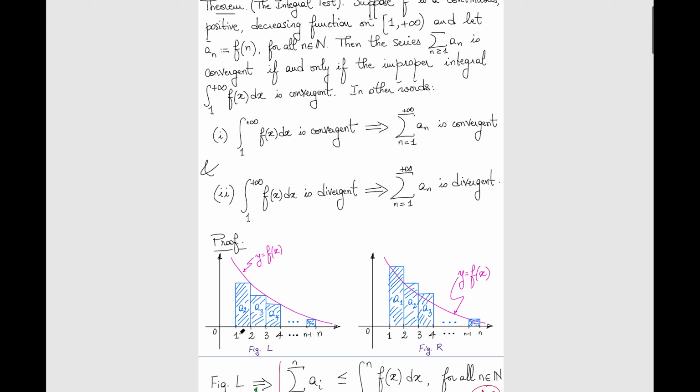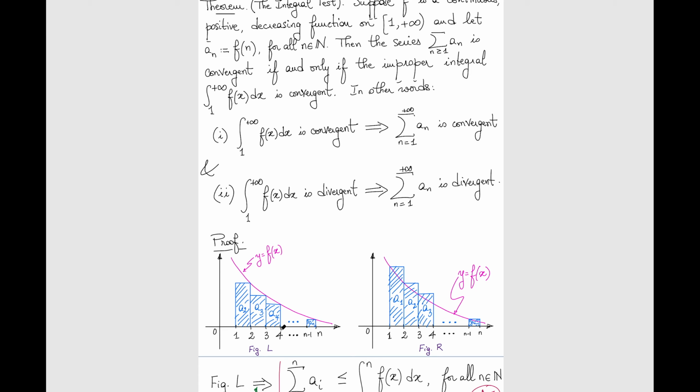So one more time, what's the area of this rectangle? It's this height, which is f of 2, and f of 2 is a_2, we just talked about it, times 1. So this area is f of 2, which is a_2, by this, right? Very good. How about this one? This rectangle has area f of 3, right? Which is a_3 by this again.